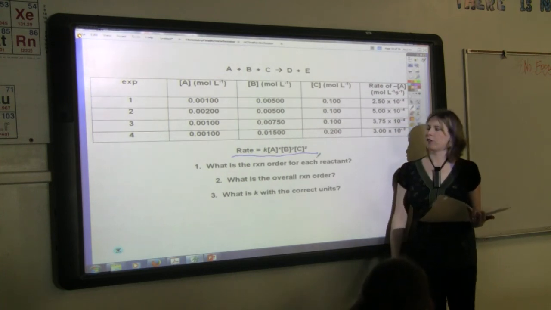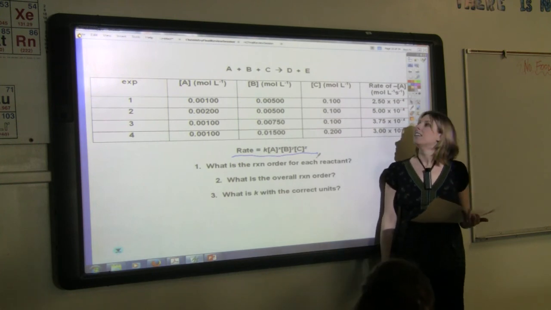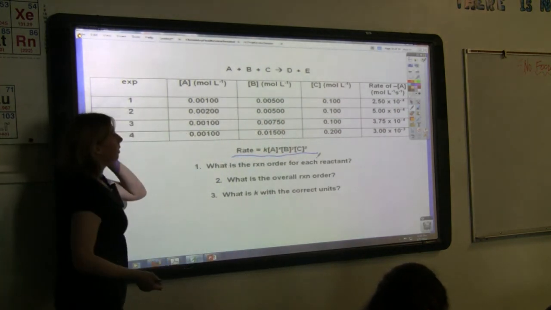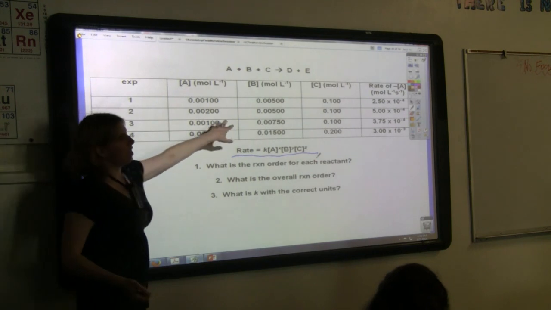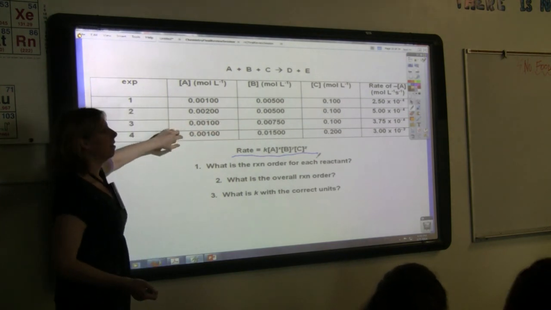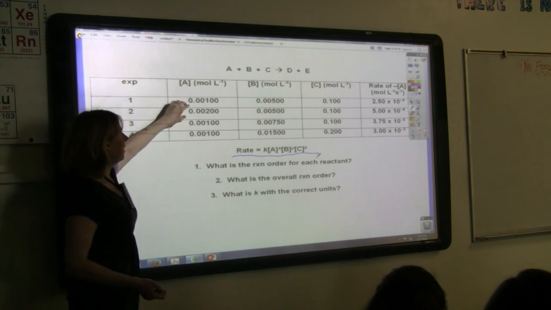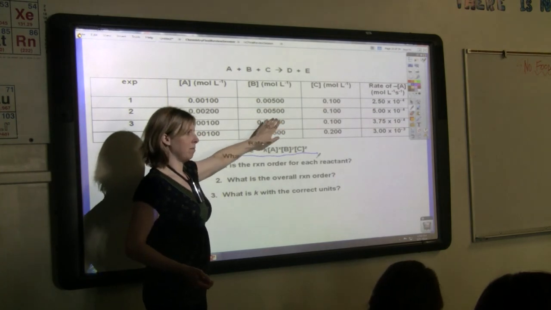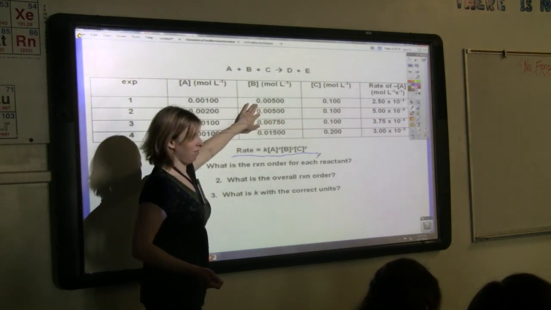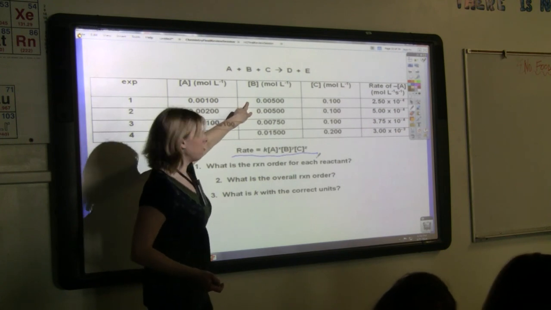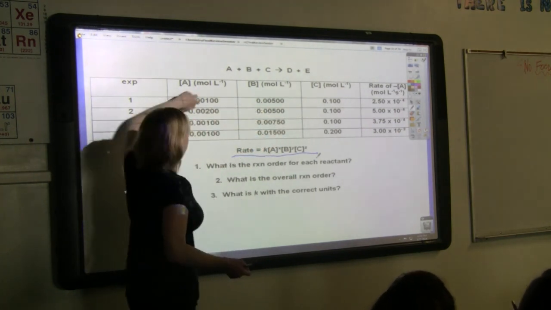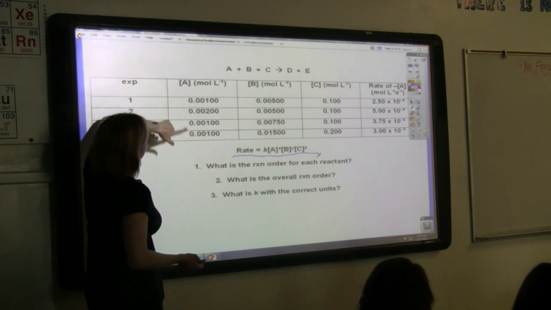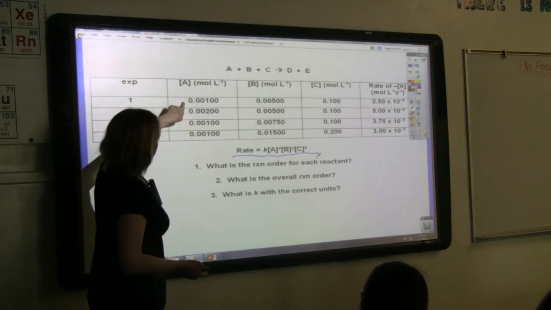So what is the reaction order for each reactant? Put this down. When we do this, there are 3 different reactants. If we're going to solve for A, we have to find B and C concentrations that are the same with respect to themselves. So this doesn't change, this doesn't change, but these change. So we're going to use rows 1 and 2 to figure out the rate order of A.